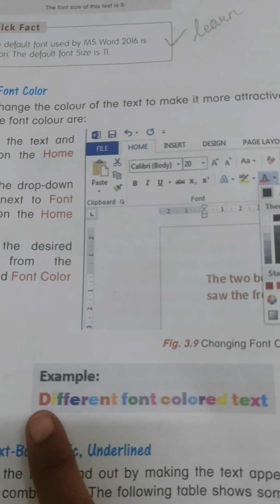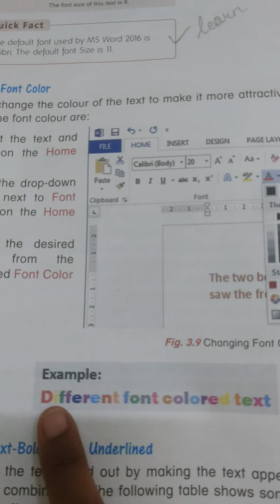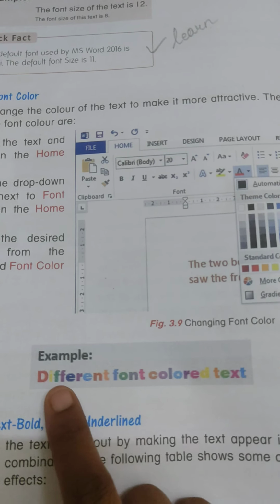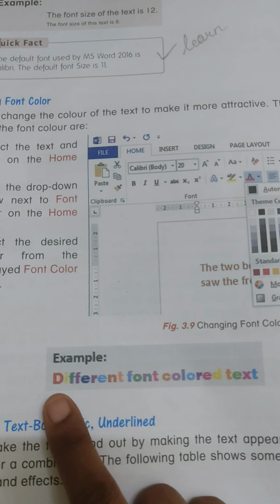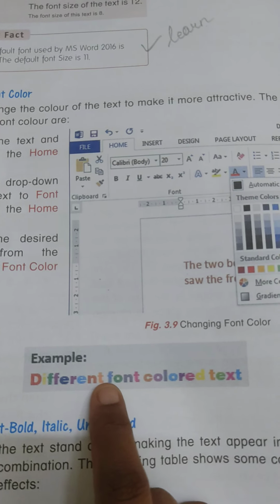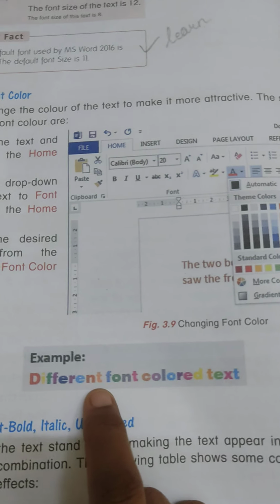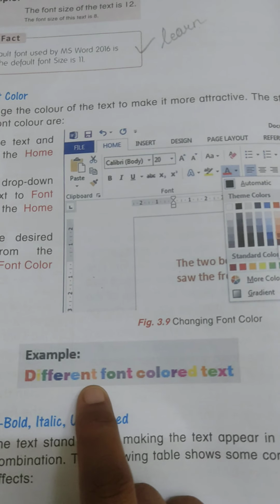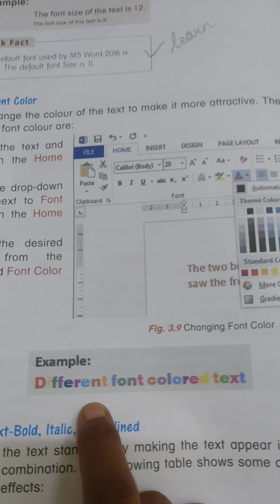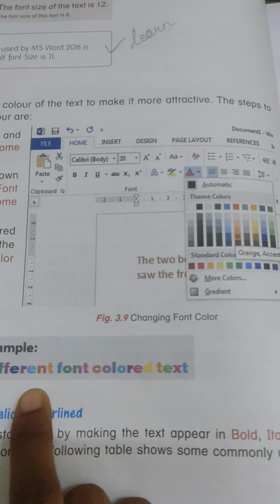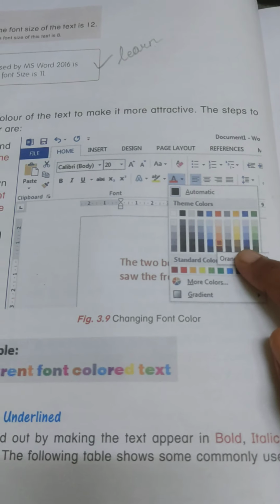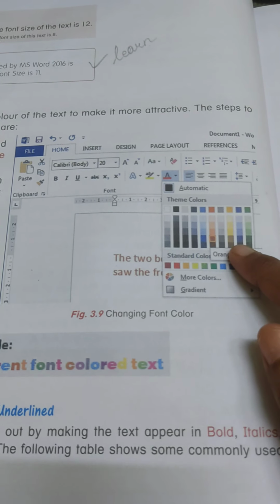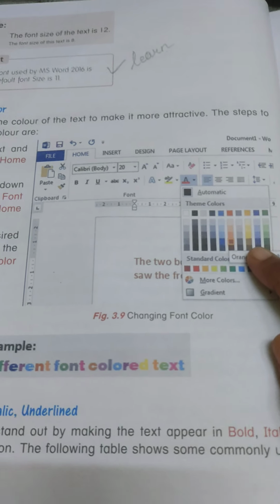If you want D to be in a different color, I in a different color, F in a different color, what do you have to do? You have to select a single letter. But if you want to select the whole line or the whole word, then you will select the whole word. Whatever you select, the color will be according to that only. Got it? So this is figure 3.9, changing the font color. I hope some of you have done this also.